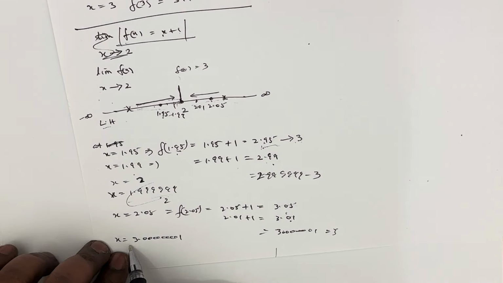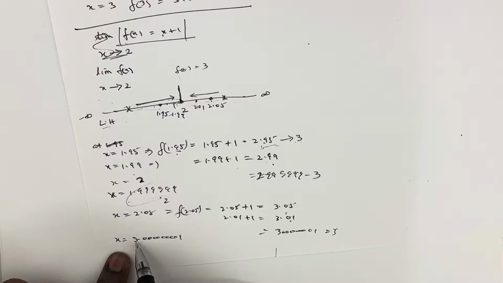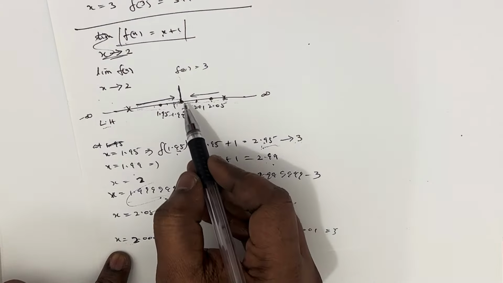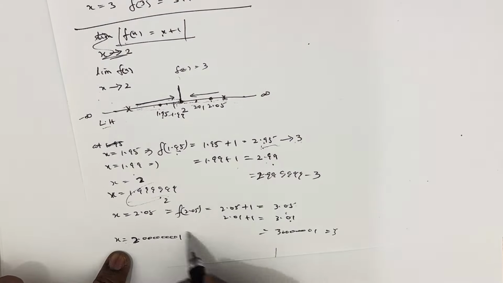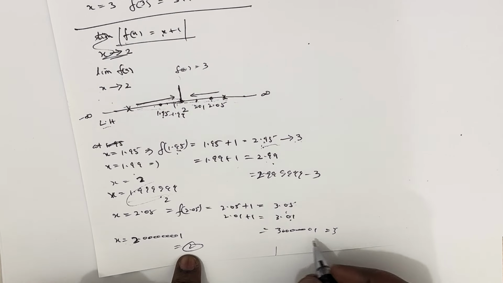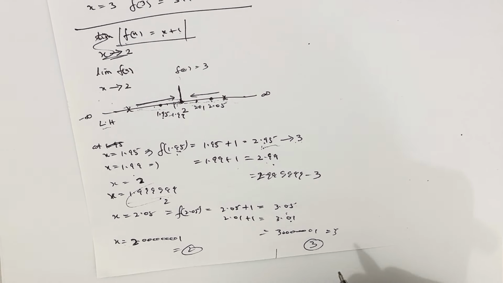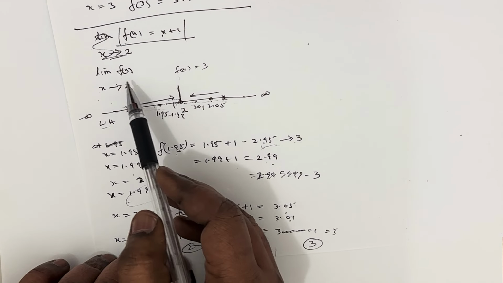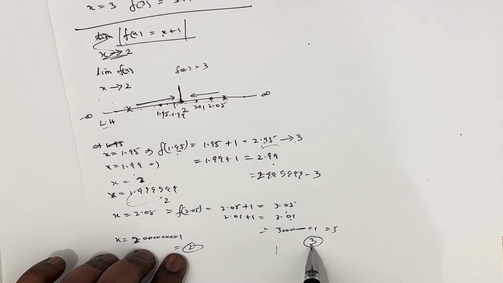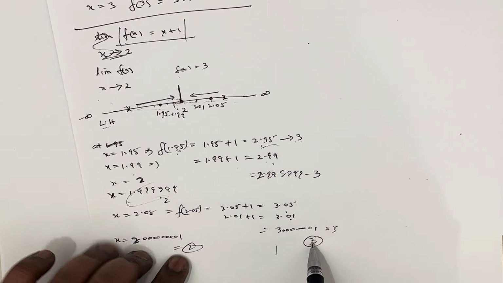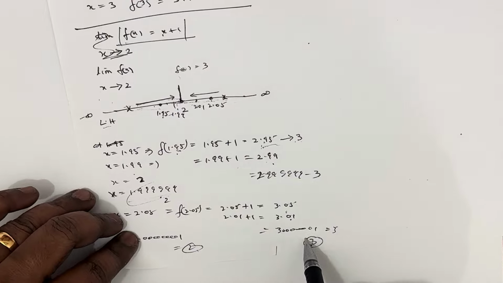So when x is approaching 2 and it's very close, then we can assume this value to be 2. So the limit of the value of the function also will be, we can assume it to be 3, because since x is approaching 2, the value of the function also will be approaching 3, and we are assuming x to be 2, so we can assume the limit of the function also to be 3.